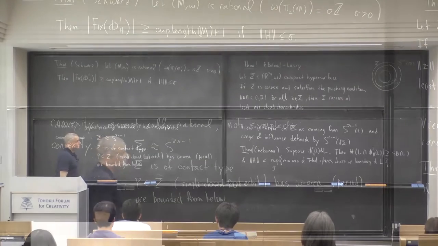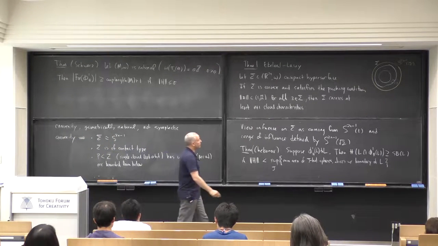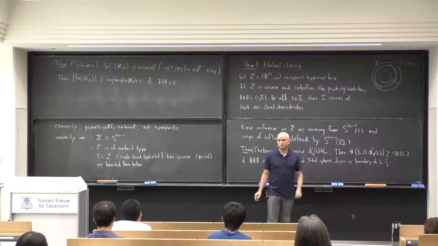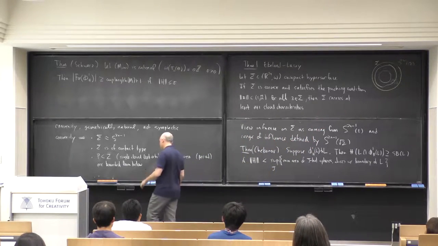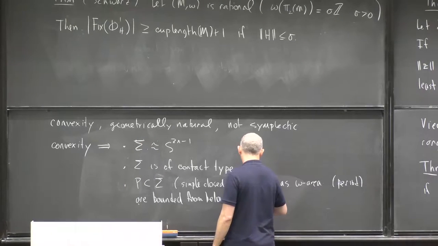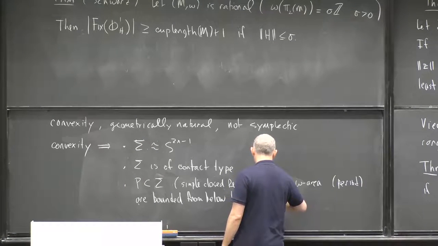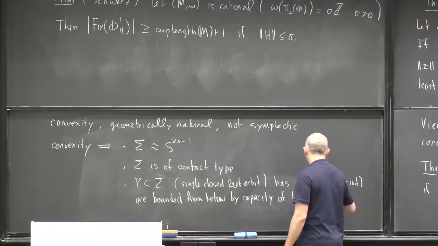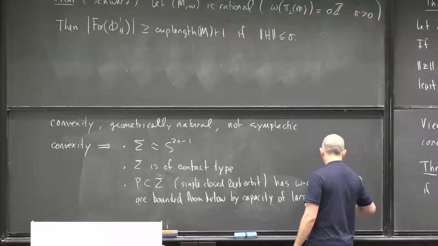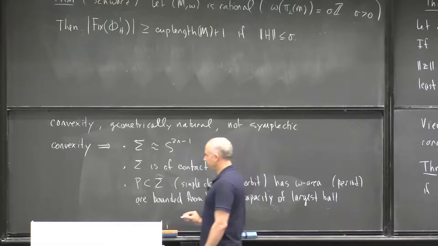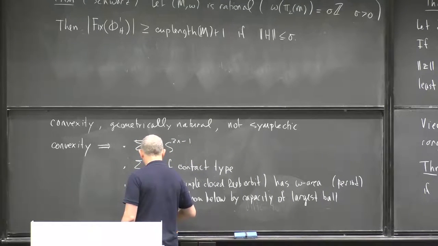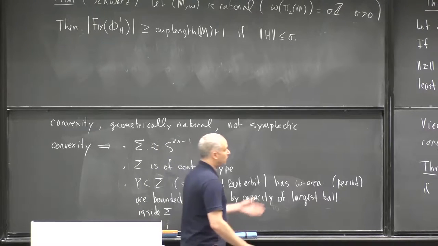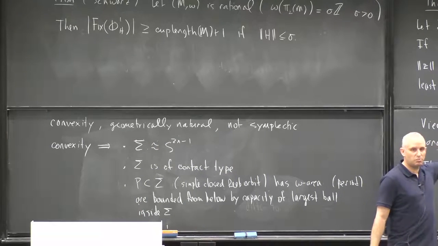By the cross-sectional symplectic area of the largest ball which fits inside of sigma. So we could say the capacity of the largest ball which embeds inside of sigma. So by the pinching condition in this setting, that would be pi.